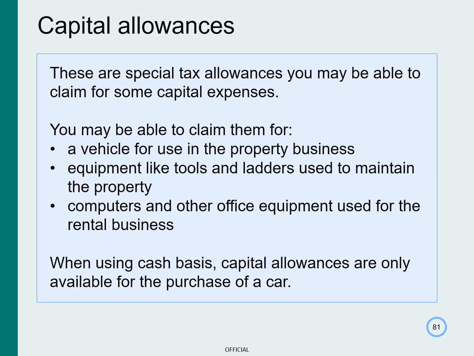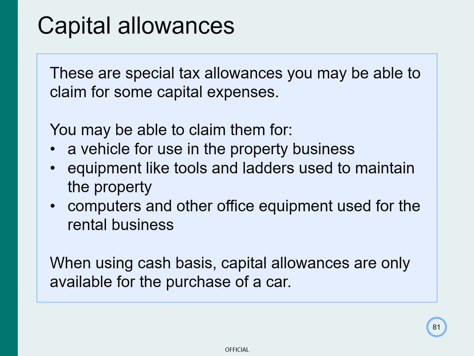Capital expenses aren't generally allowable. However, capital allowances are special tax allowances you may be able to claim for some capital expenses. They don't include the land or buildings. Remember, you can't claim capital allowances if you've used the property income allowance.